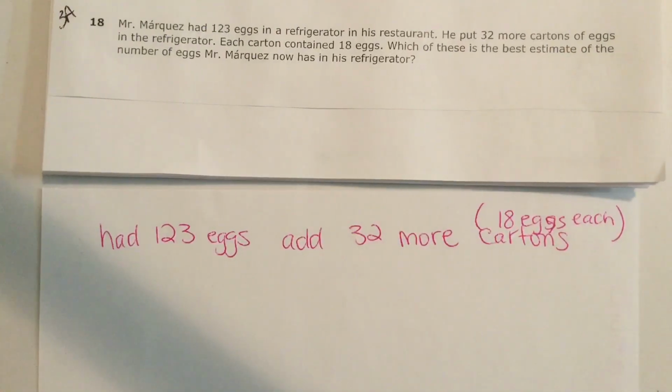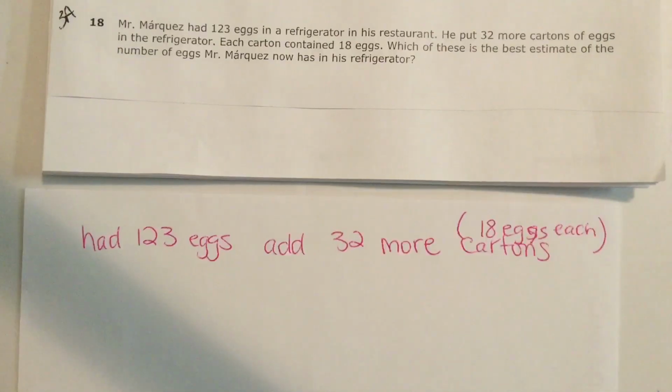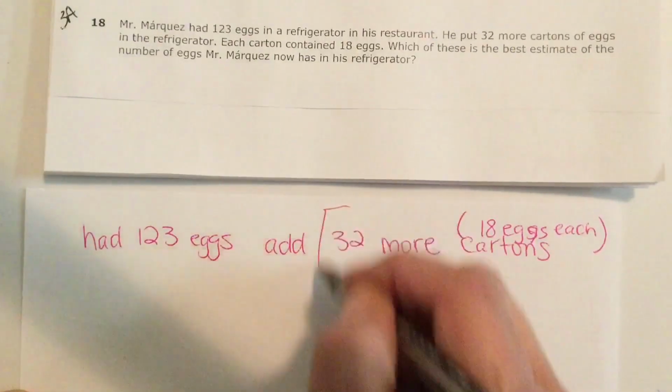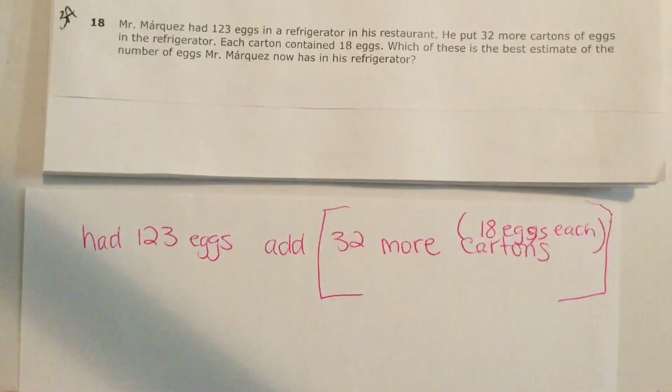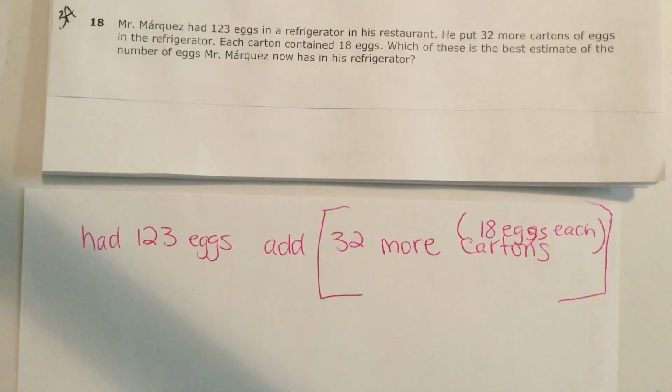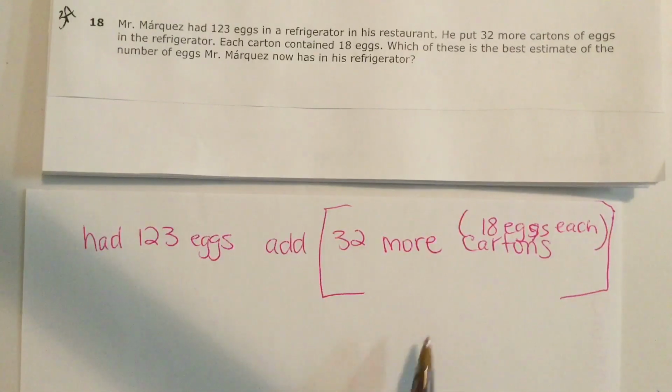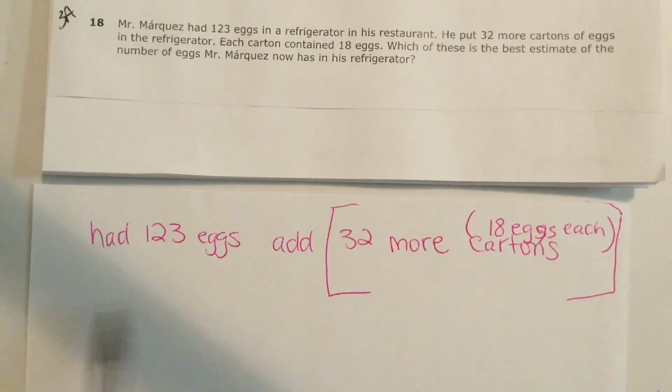So which of these is the best estimate of the number of eggs Mr. Marcus now has in his refrigerator? Okay, so the first thing we have to do is figure out this. It says he put 32 more. He has 123. He put 32 more cartons, but each carton has 18 eggs. So I need you to tell me, how are you going to find out first how many eggs this is, and then how are you going to find out what his total is?